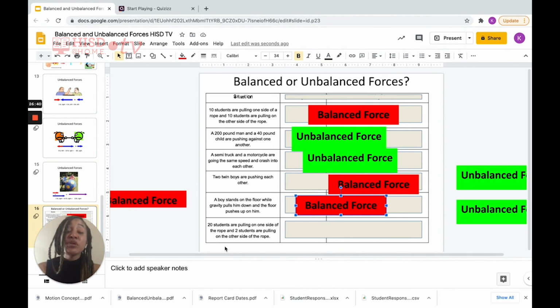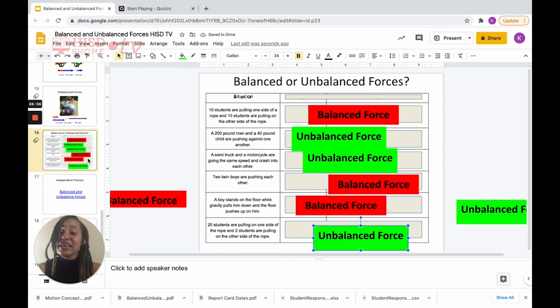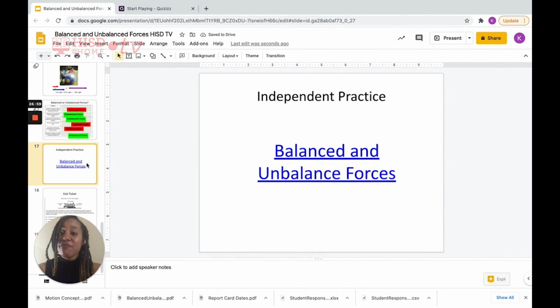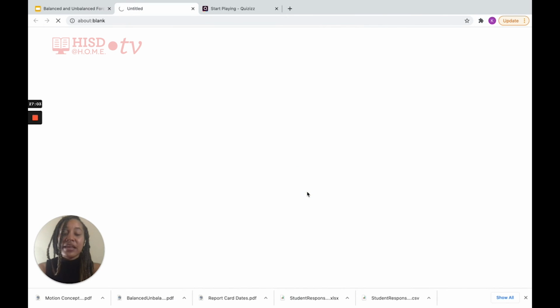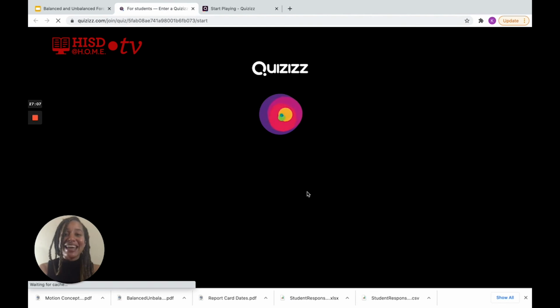And so because we do not have the same amount of force on both sides of the rope, would this represent balanced or unbalanced forces? Yes, this would represent unbalanced forces. Excellent job. So let's get into our game for today. Let's do a couple questions before we get into our exit ticket and end today's session.